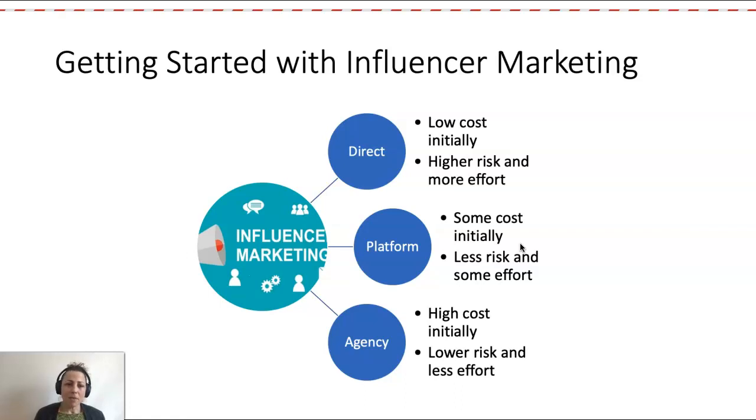So to sum up, there are 3 main ways that brands can get started with influencer marketing. They can go direct and look for an influencer themselves, develop the relationship and create a creative brief and contracts. This is low cost initially because they're not having to pay for a platform or an agency, but it is higher risk and a lot more effort. There are a lot more things that need to be developed and discovered.